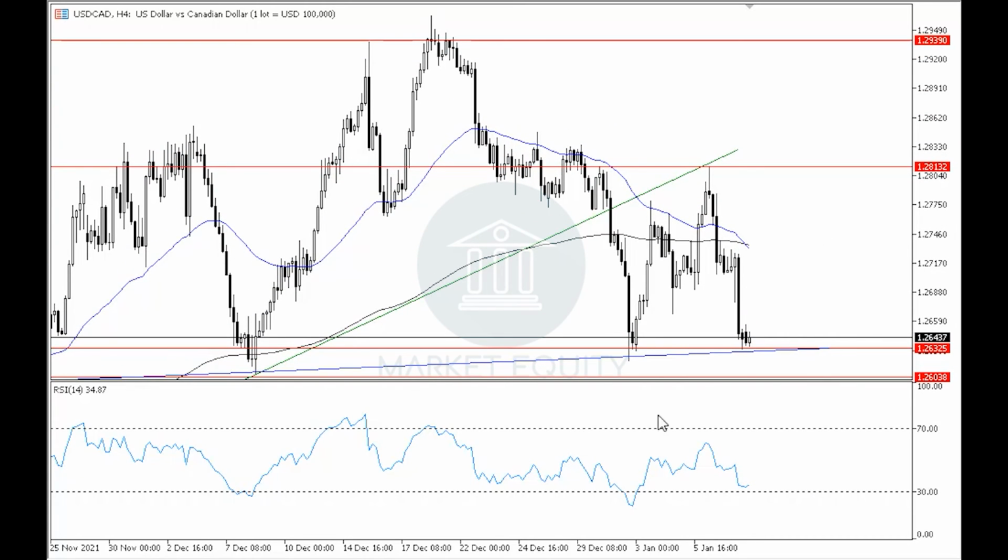If we notice the RSI indicator in the 4-hour time frame, then we can see that due to the indicator moving around level 30 near the oversold area, it supports the probability of rebounding upwards off of around the current levels in order to correct before continuing with the downtrend. That was it for the US dollar versus the Canadian dollar.